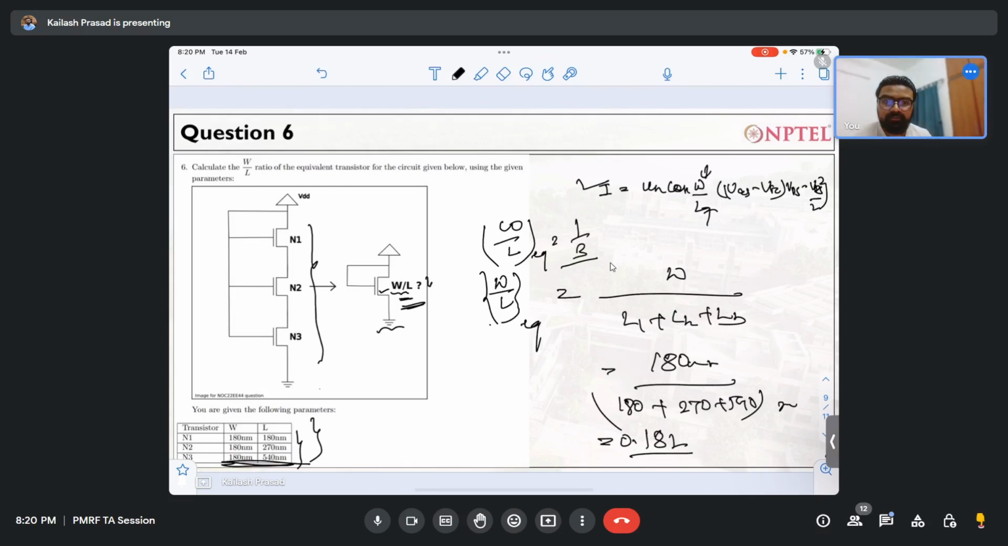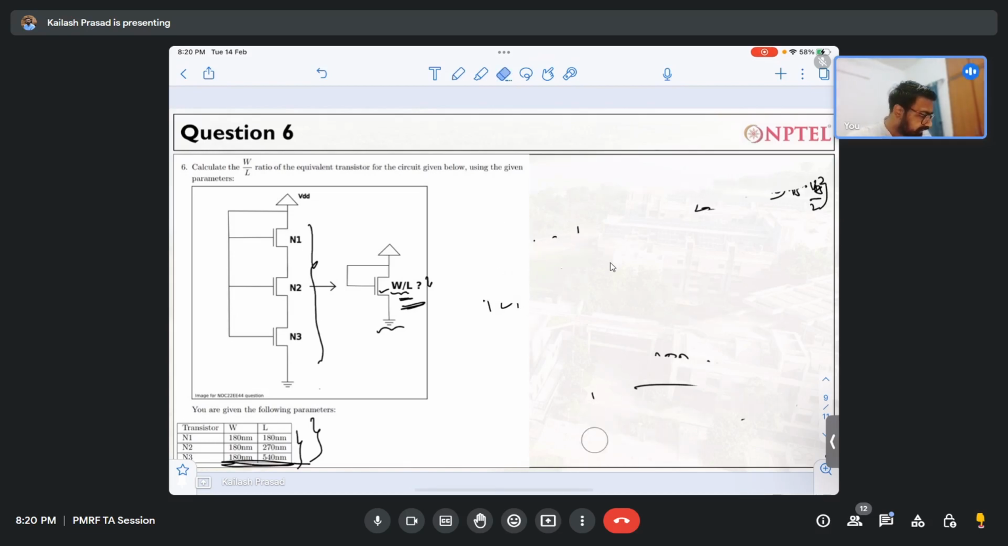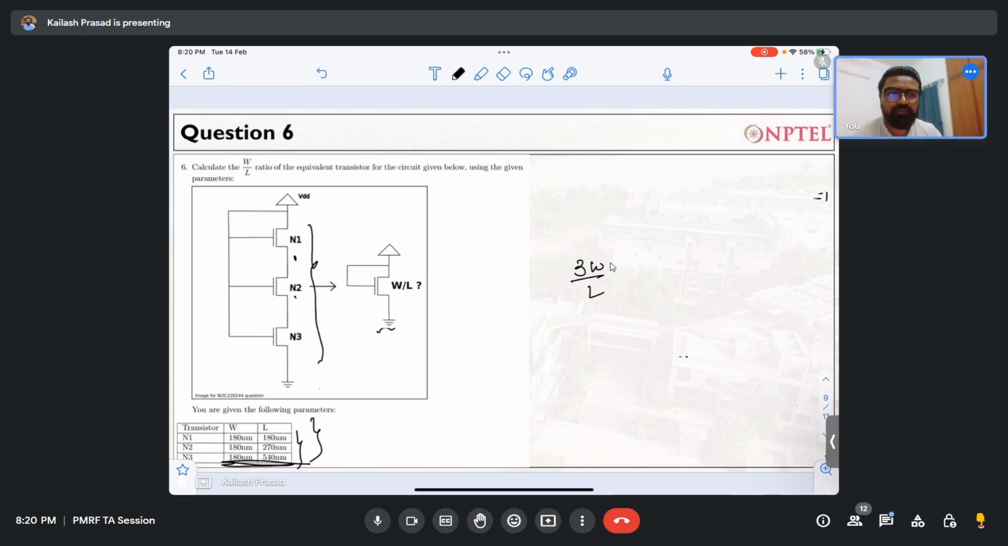Okay, 1 by 3. The answer would have been right. So how do we arrange this particular transistor? My next question is this: I don't have that question here, but I will frame it quickly and you tell me what should I do with N1, N2 and N3 to make this 3 W by L? It means I have to increase width 3 times.